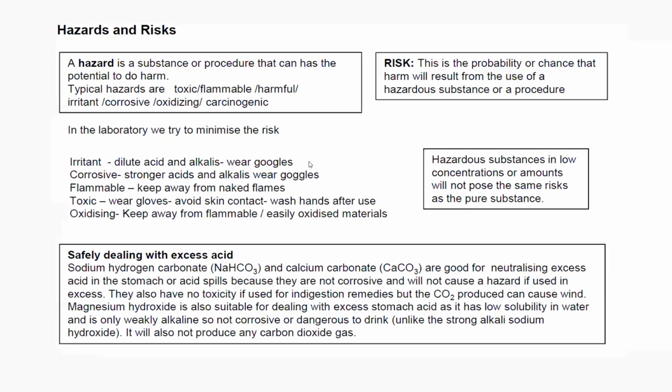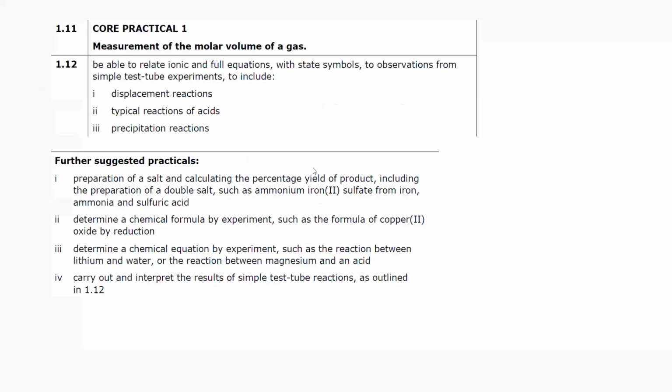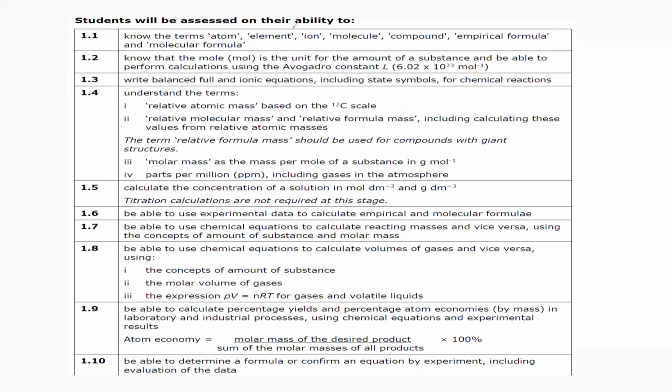So this was topic one. I will do some questions related to the topic. So for topic one, I'm going through the syllabus objectives. In 1.1, you should know the terms atom, element, ion, molecule, compound, empirical and molecular formula that we did. Know the definition of a mole, that it is the amount of substance or number of particles, 6.02 exponent 23. Then you should be able to write full and ionic equations, including the state symbols. That should be done.